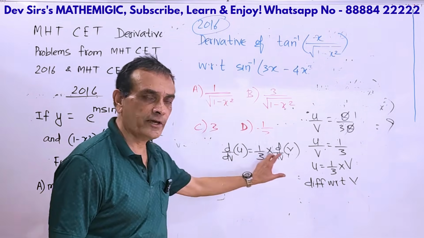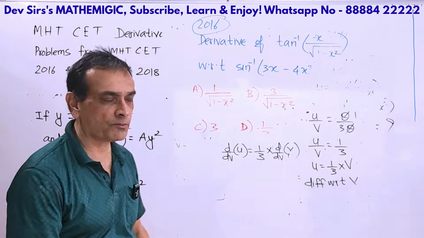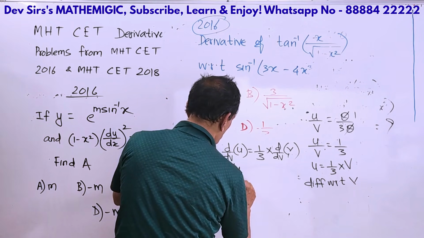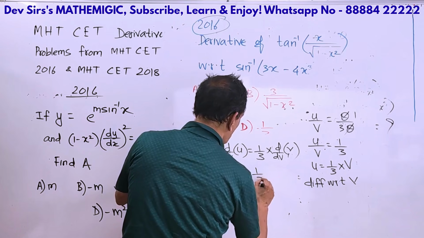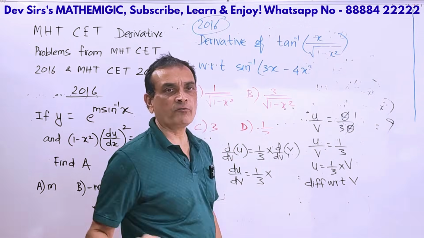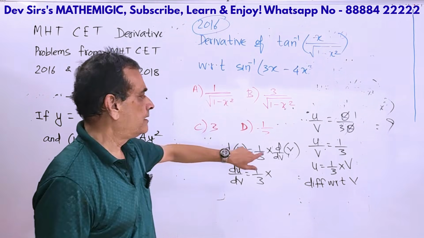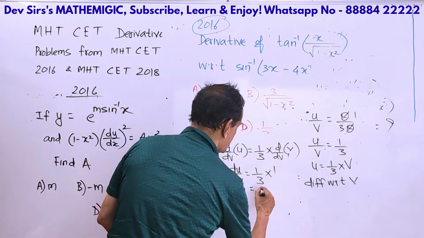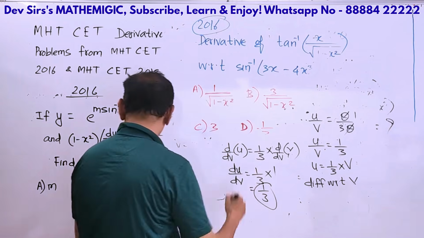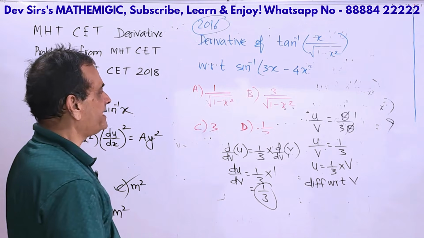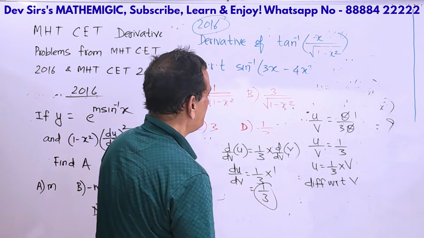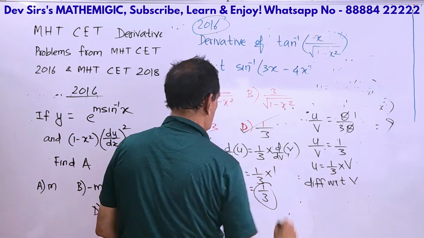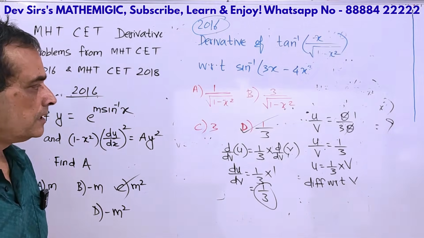To make all concepts clear I am writing the steps, later I will tell the shortcut. So du by dv is equal to 1 by 3 into derivative of v with respect to v, which is 1. That's it. So our option is 1 by 3, which we had over here, option D, I think. That is our option, right?